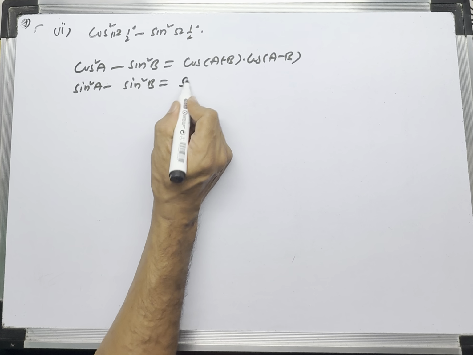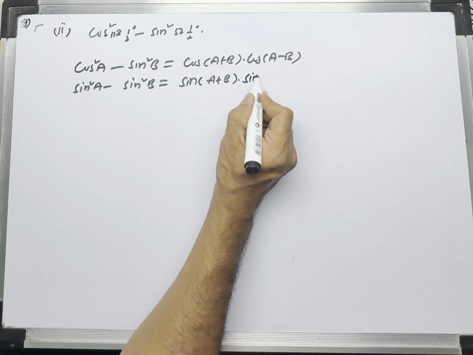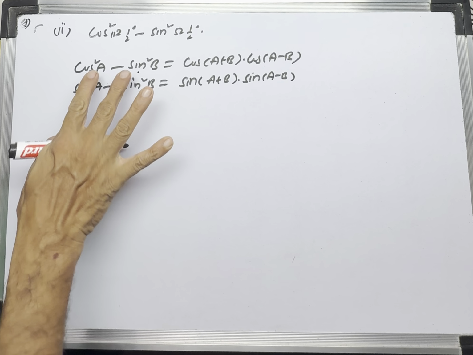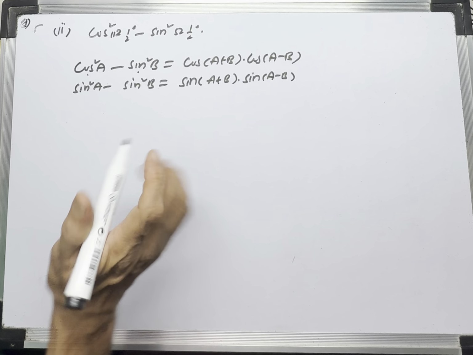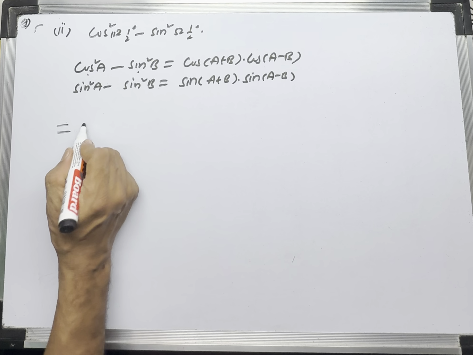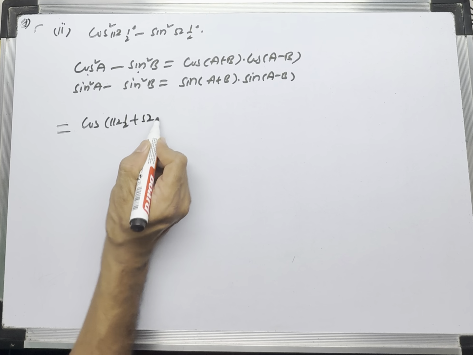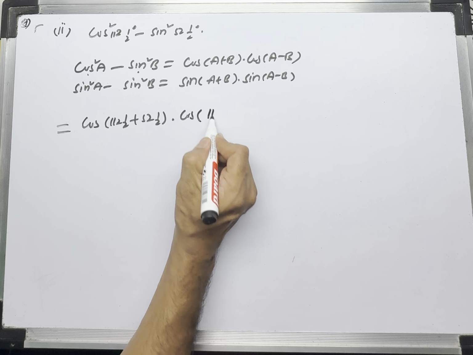So what is that formula of sine? Sine A plus B and sine A minus B. For cos, what do we have? For cos square, sine square, if they are having a difference between them, then cos A plus B, cos A minus B. So what will you get here? Cos A plus B into cos A minus B.